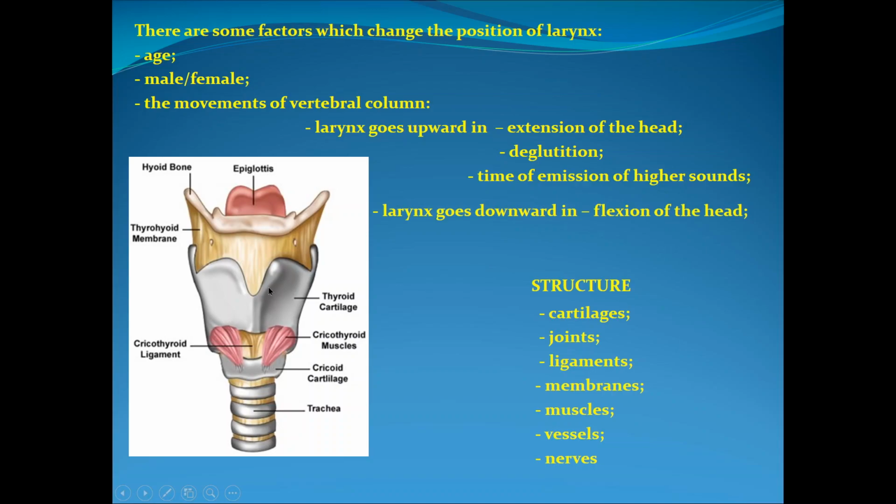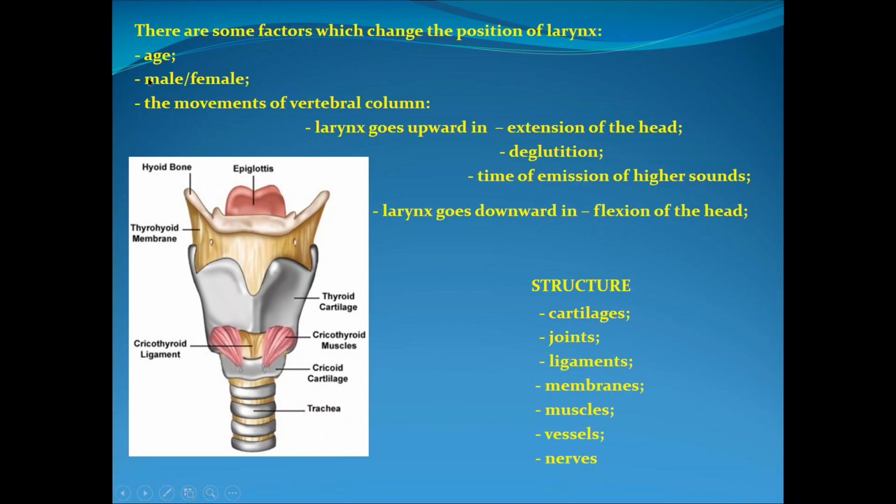Of course, the shape and the position are variable. There are some factors which can influence the position of the larynx. First of all, let's speak about the age. Why can the age influence the position? Because larynx has in its structure muscular fibers, and you know that the muscular fibers in time lose their force and their elasticity, and because of this the shape, the aspect of the larynx can be changed.